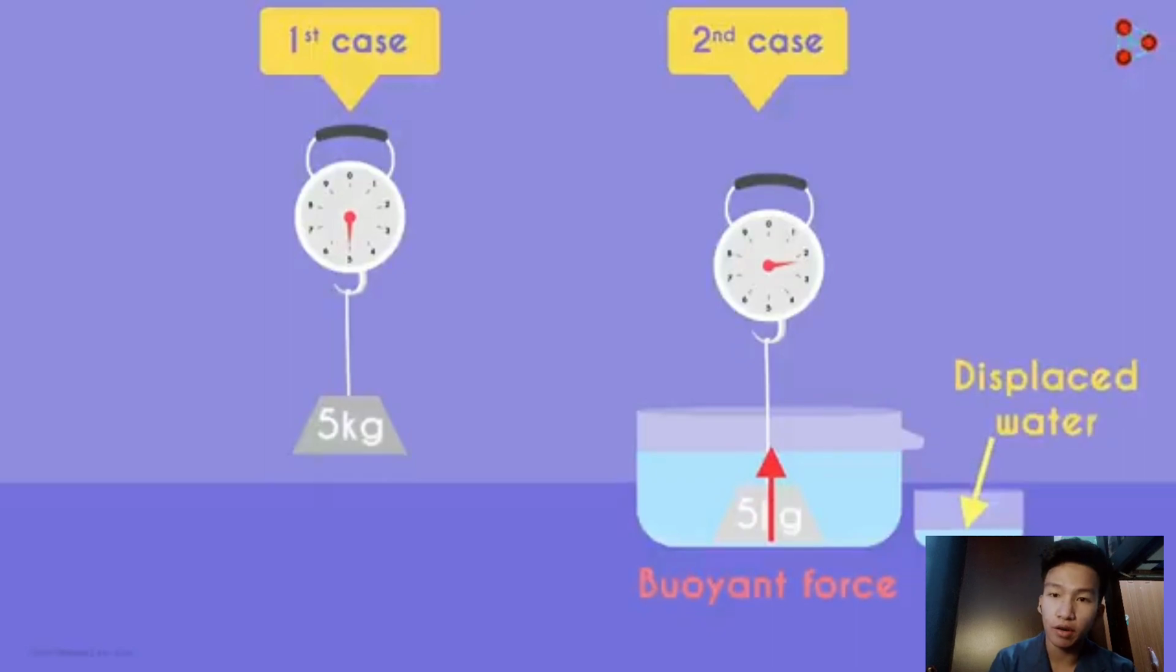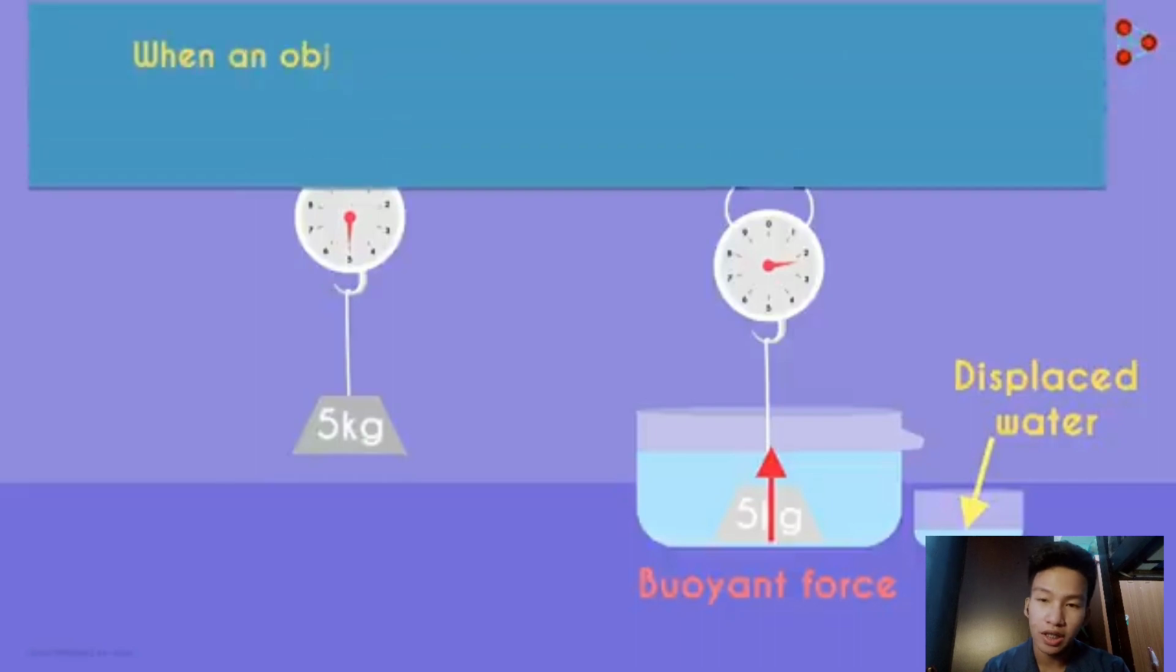You will have also noticed that some of the water is displaced. And now, we can say that the weight of the displaced water is equal to the magnitude of the buoyant force acting on the object. That is Archimedes' principle.